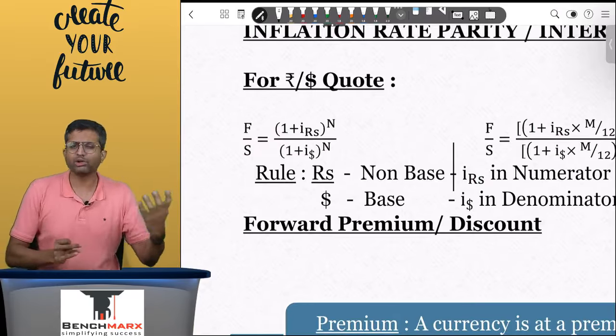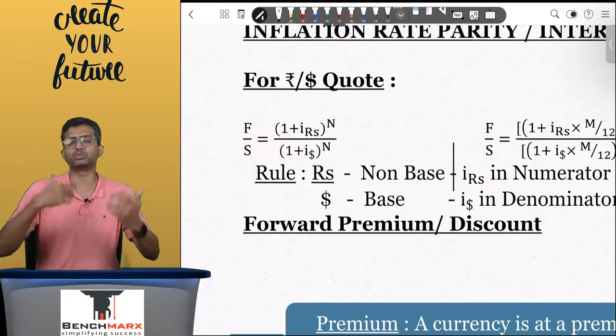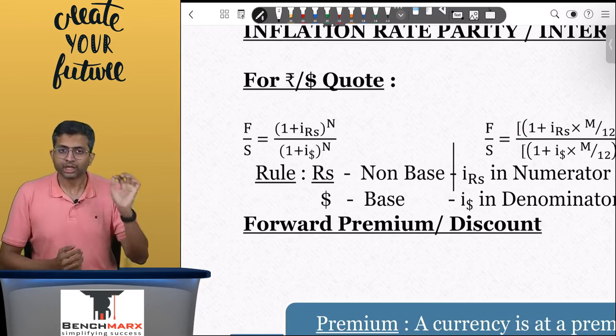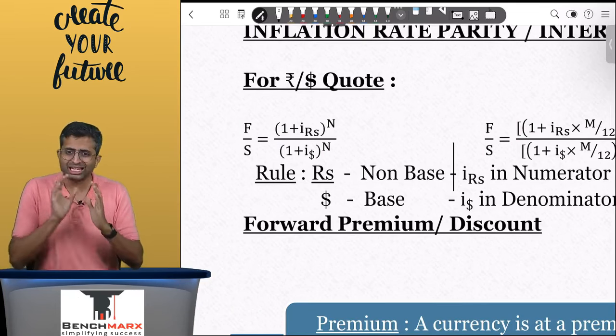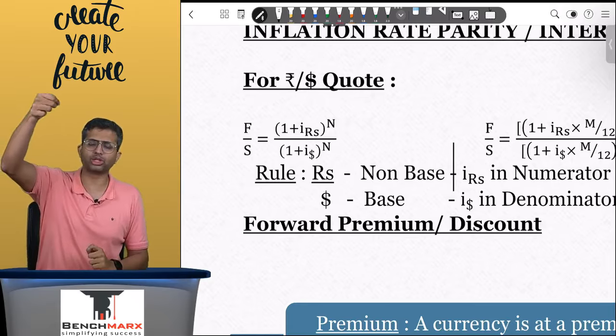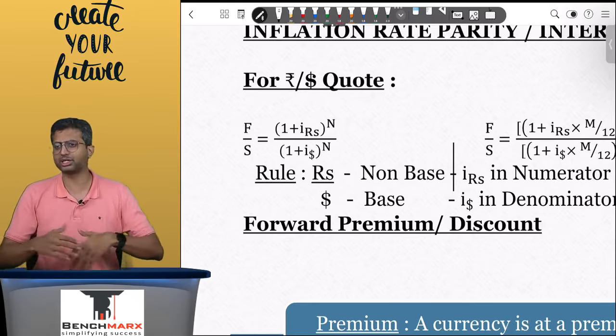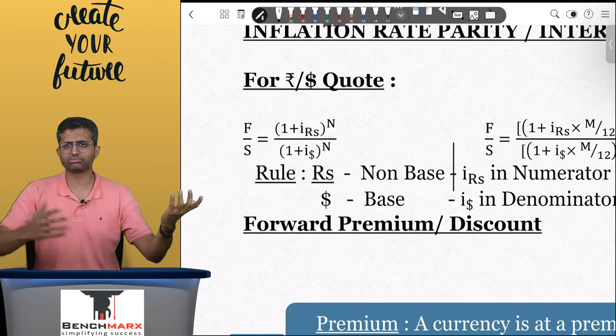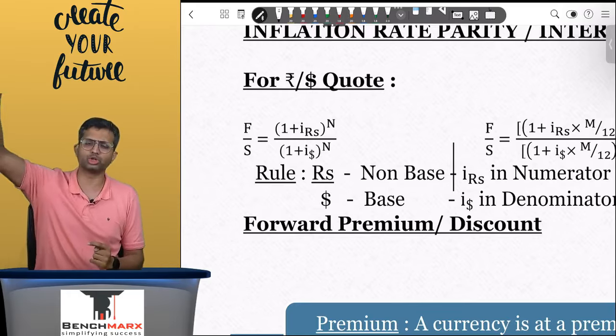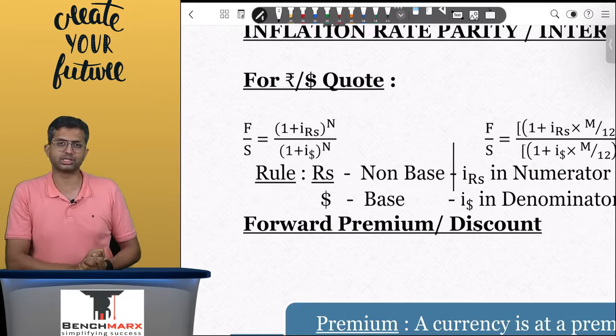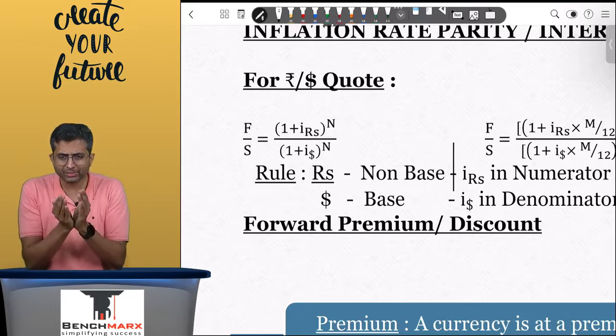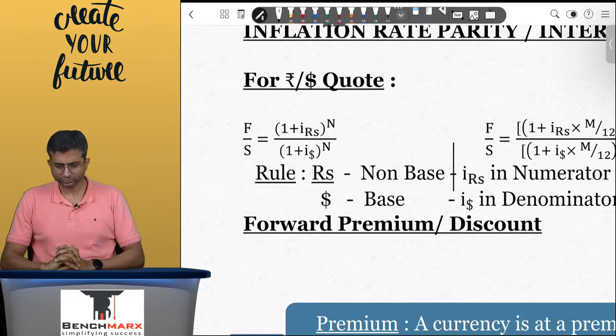Now, a student is always kind of confused about which rate is to be taken in the numerator or denominator. It depends on the rate quote. If your rate is rupees per dollar, then the rupees rate will go in the numerator, dollar in the denominator. If the rate is, let us say, pound per Canadian dollar, then the pound rate will go in the numerator, and Canada's rate will go in the denominator. So it depends on the rate that you are using.